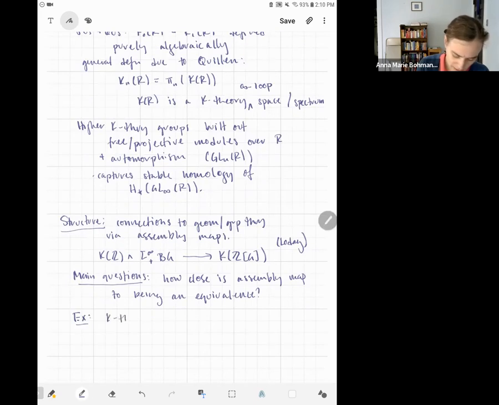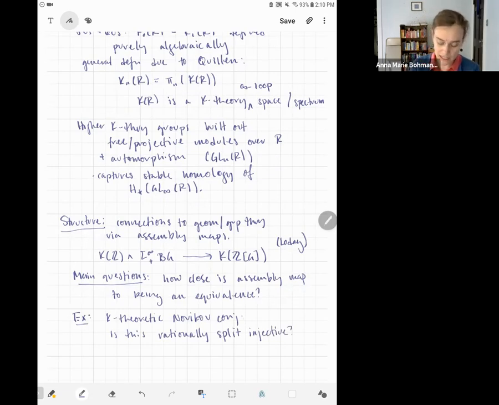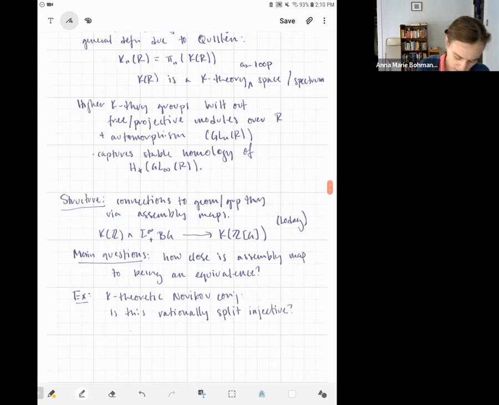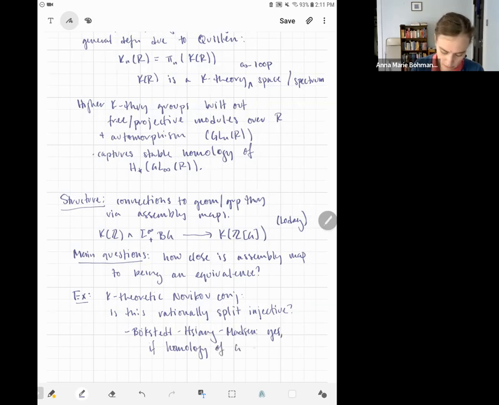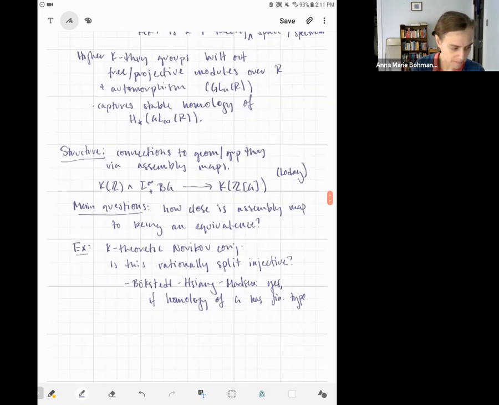So, for example, maybe the K-theoretic Novikov conjecture asks: is this rationally a split injective? And for example, Bökstedt, Hsiang, and Madsen proved that the answer is yes if the homology of G has finite type. So this depends on your group. That's one kind of example: assembly is not quite an equivalence, but it's telling you how good this approximation is.